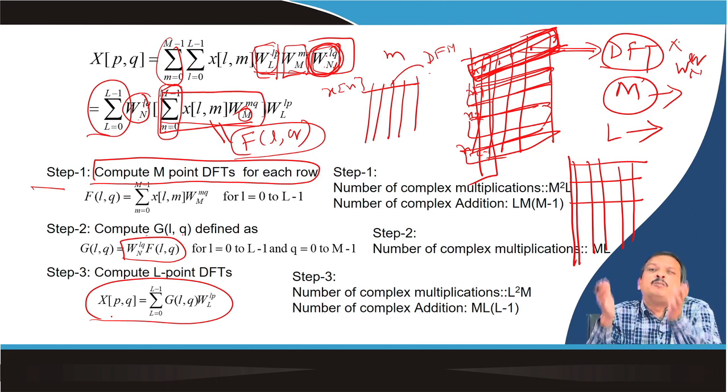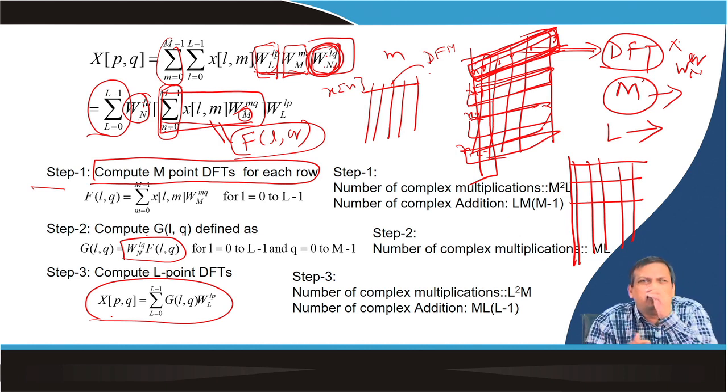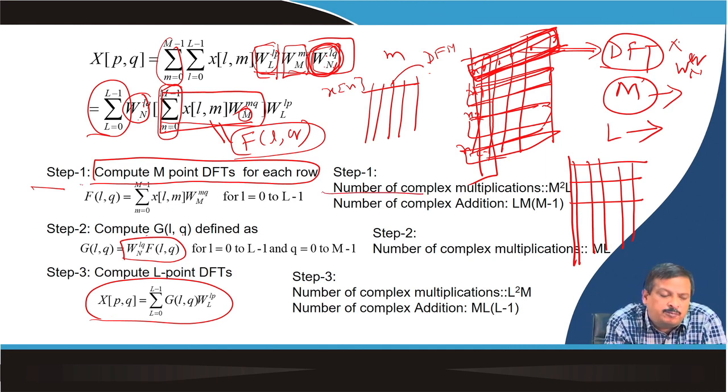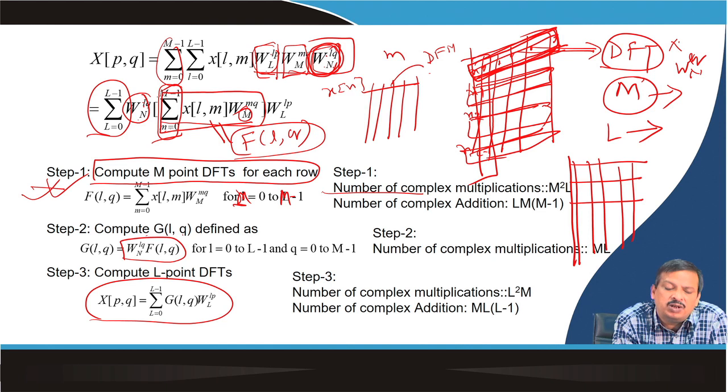Now you see what the computational complexity is. You may say the process is very clumsy. So, will it be computationally easy or more complex? Let us see how many complex multiplications are required in the first step. M point DFT, M point DFT. Sorry, this will not be L, this will be M. M varies from 0 to M minus 1. So, there is a mistake. M varies from 0 to M minus 1.